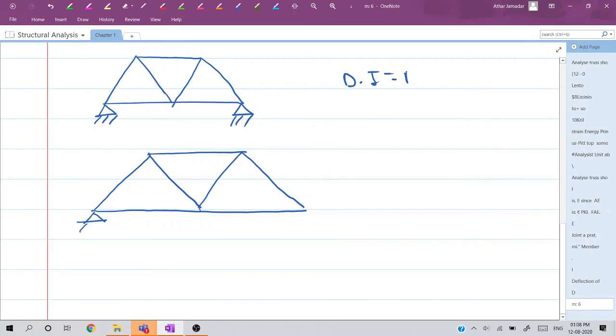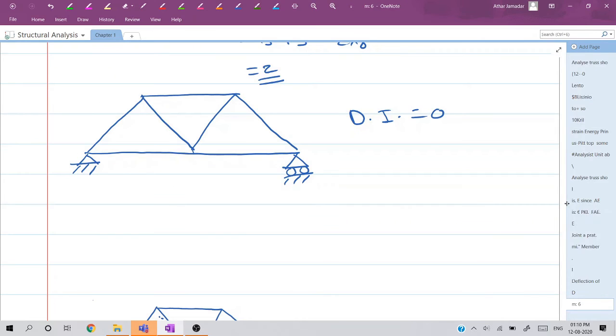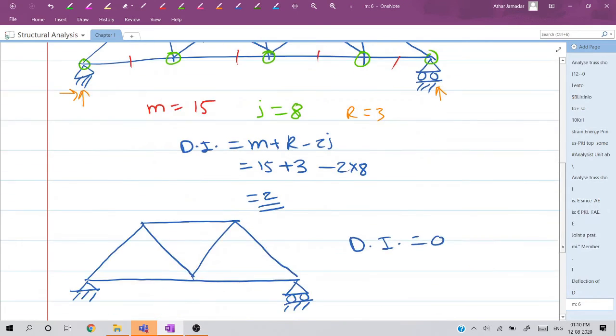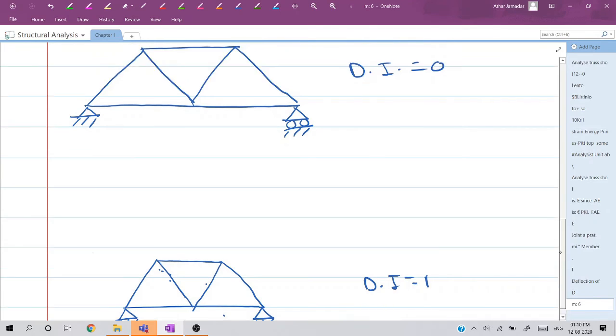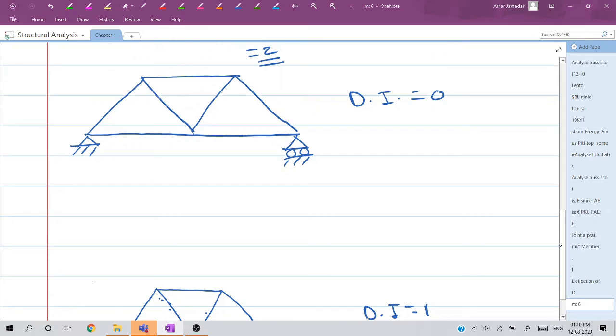So for this problem, what was the degree of indeterminacy which we have previously solved? For this problem, we have taken degree of indeterminacy equal to 0. Why? Because m plus r minus 2j is equal to 0. We have seen the first variation of this problem, where degree of indeterminacy is equal to 0. Then we have also seen this second variation where degree of indeterminacy is equal to 1, and in between these two we will see another problem.